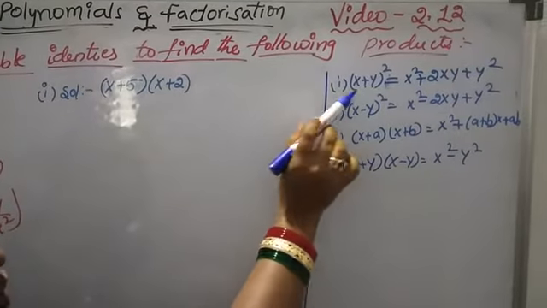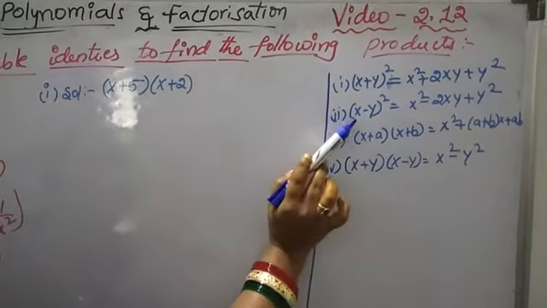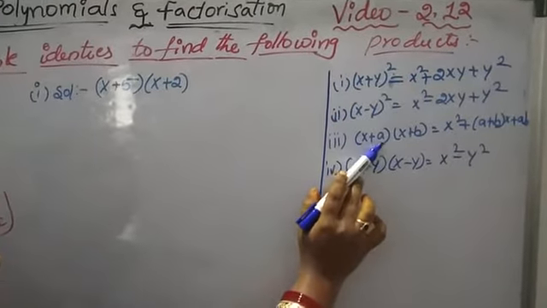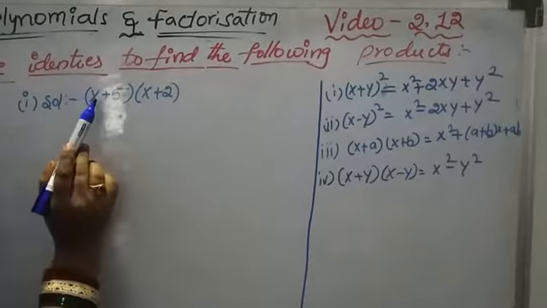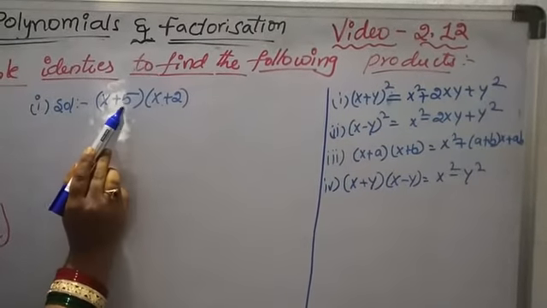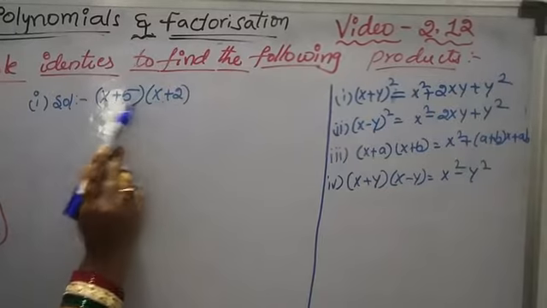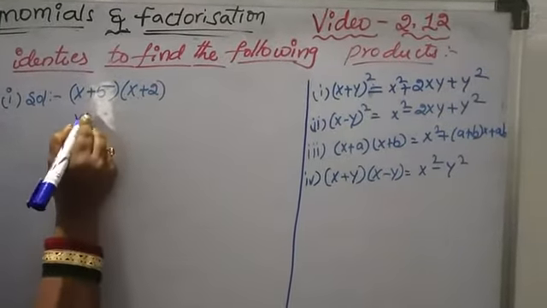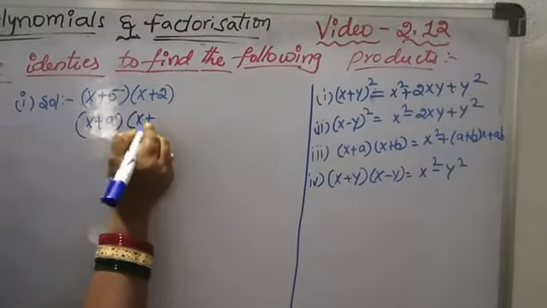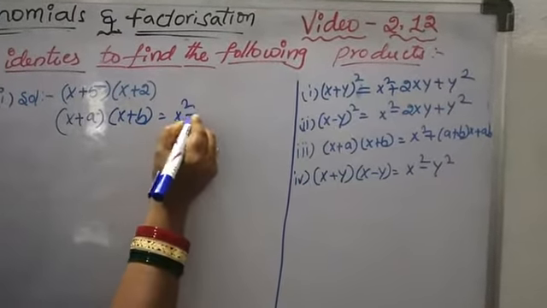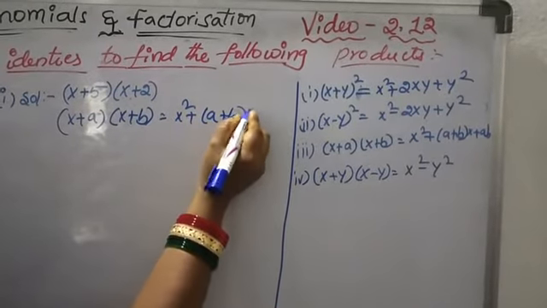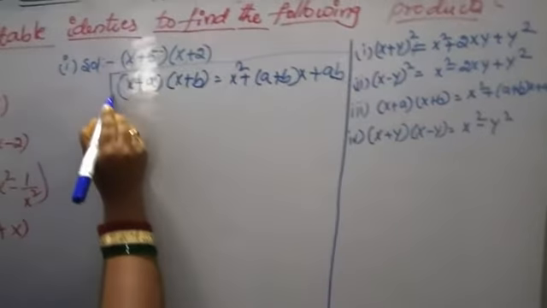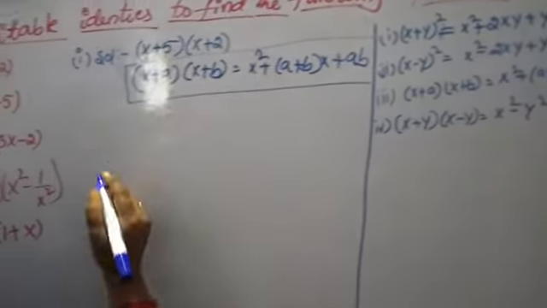So it is not in the form of (x plus y) whole square or (x minus y) whole square, but observe the third one, (x plus a) into (x plus b). So it is in the form of this algebraic identity. What is the formula for this? x square plus (a plus b) into x plus ab. By using this algebraic identity, we can solve this problem.